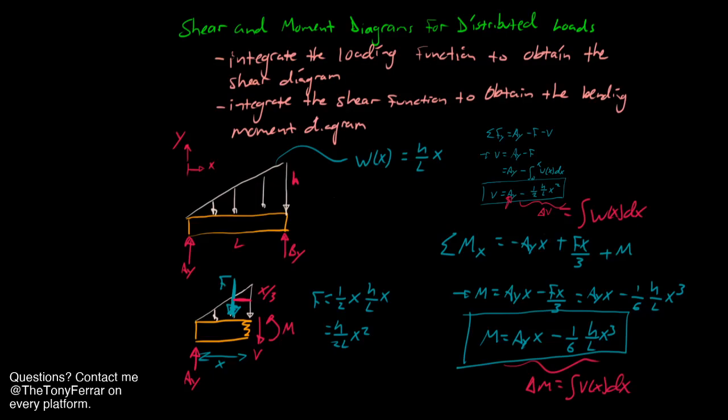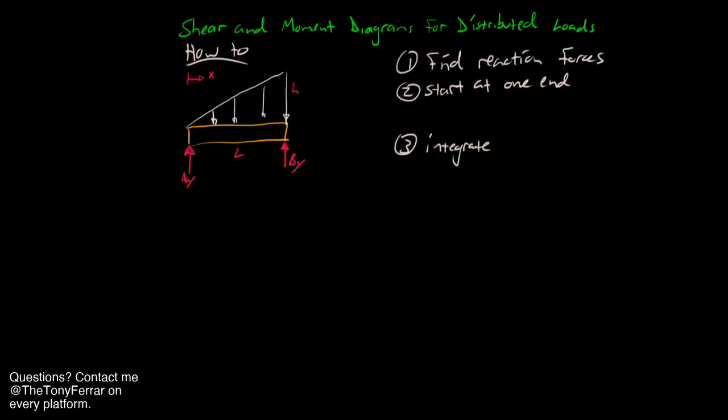Now let me show you how to actually do it in the most efficient way. So let's start over on this problem. What we're going to do is start by finding the reaction forces, and then we're just going to start at one end and work our way all the way to the other. So let's say we start at the left side. What we know is that at that left end, the shear is just equal to the support reactions.